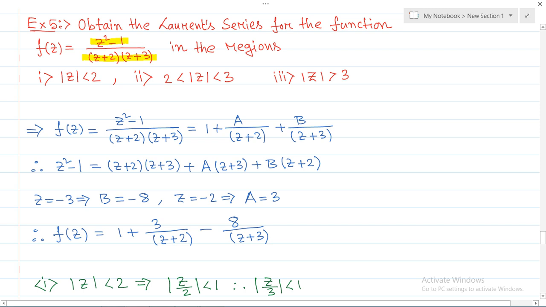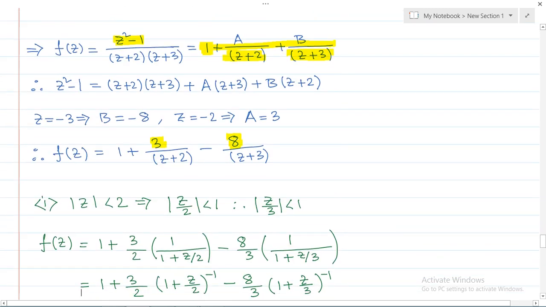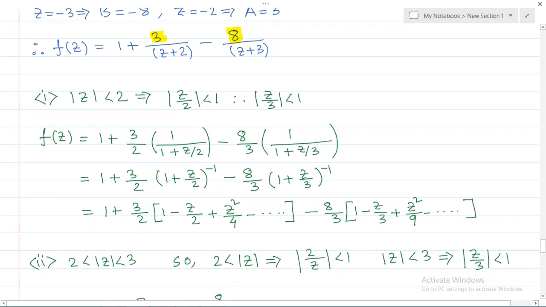So how to do such a partial fraction? We have to write the partial fraction in this manner: 1 plus a upon z plus 2 plus b by z plus 3. Why is this 1 coming? Because to adjust the equal power, since z square minus 1 is there, we have to add 1 plus. Now the rest of the problem will be as it is. After doing this partial fraction, we get a equal to 3, b equal to minus 8. Now let us come to the first part, that is for mod z less than 2.